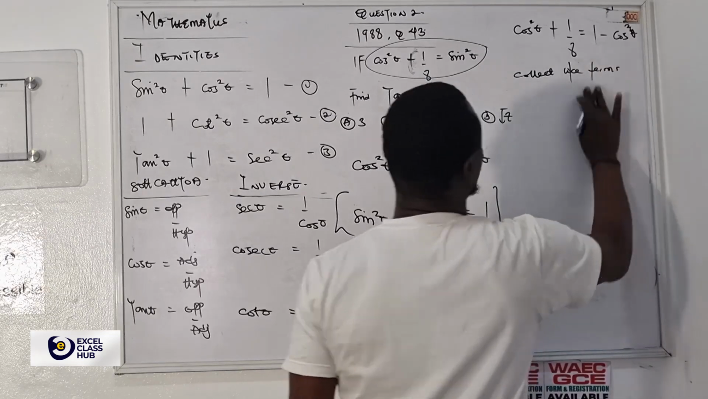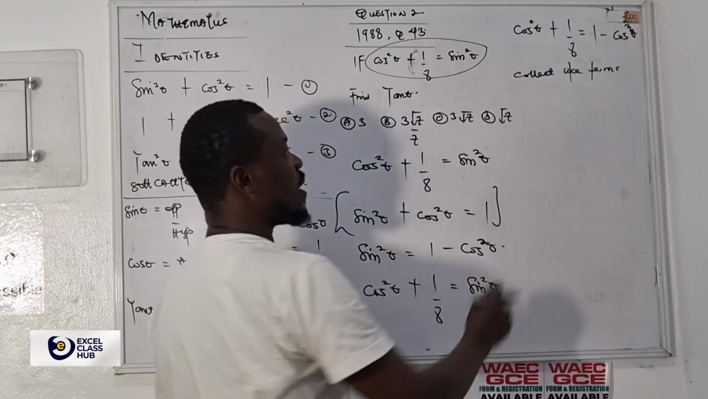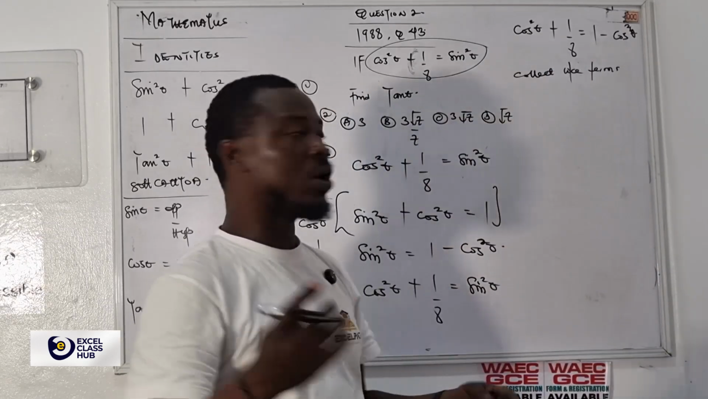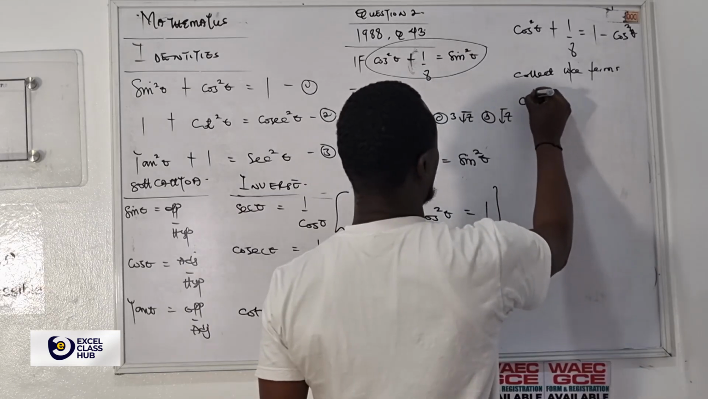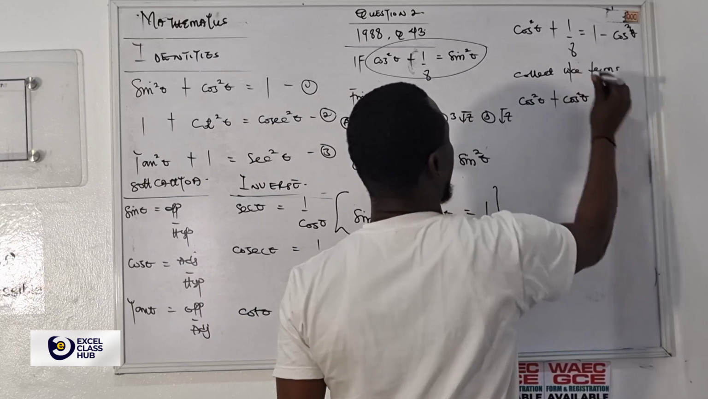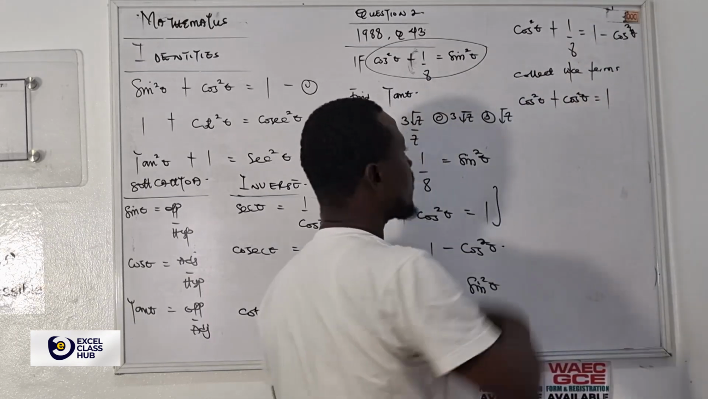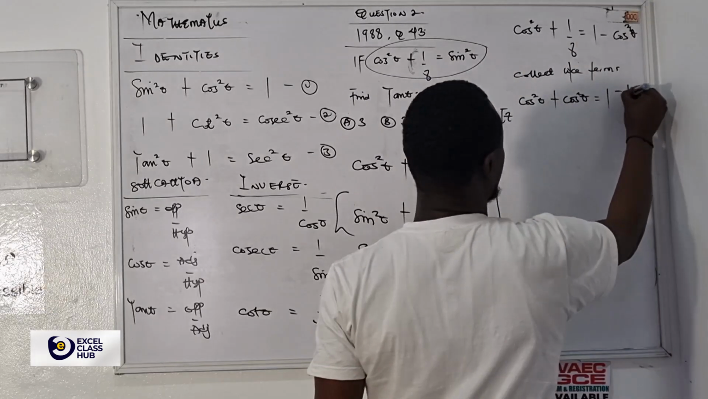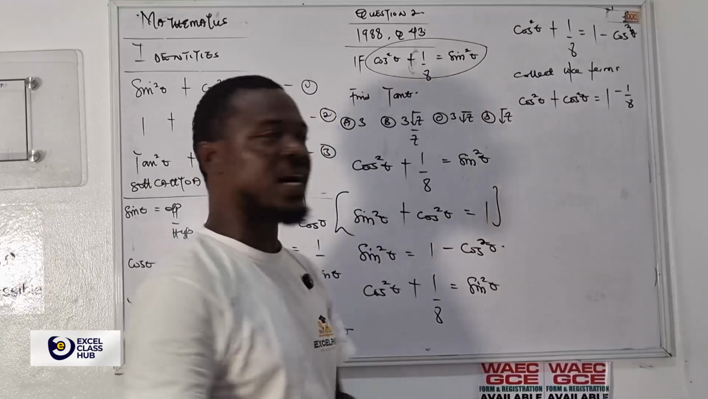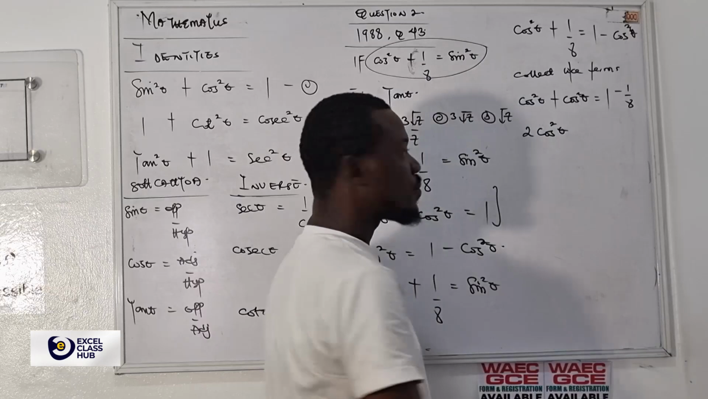So from here, I can now collect like terms. You collect the like terms. Cos square theta will come and make this cos square theta. You can see that this cos square theta here is minus, so coming here, it turns to plus. So I can now have cos square theta plus cos square theta equals to this one is 1. And this 1 over 8 here is plus, coming outside to be minus 1 over 8.